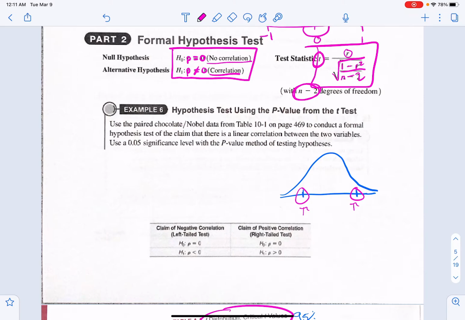Use the paired data on page 469, you don't have to look at that, to conduct a formal hypothesis test of the claim that there is a linear relationship between the two variables. So our claim is that there is a linear relationship. So the claim actually goes with the bottom one, that there is a correlation. All right, use the 0.05 significance level with the p-value method. I do the critical value method. Okay, so that's the one thing that is different.